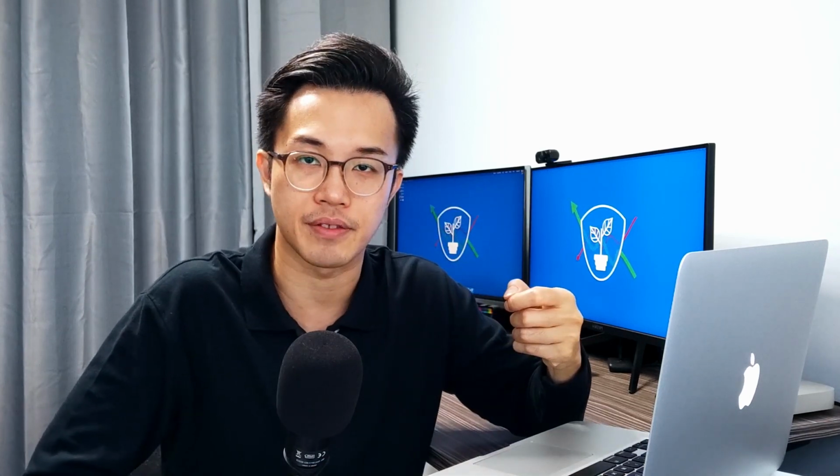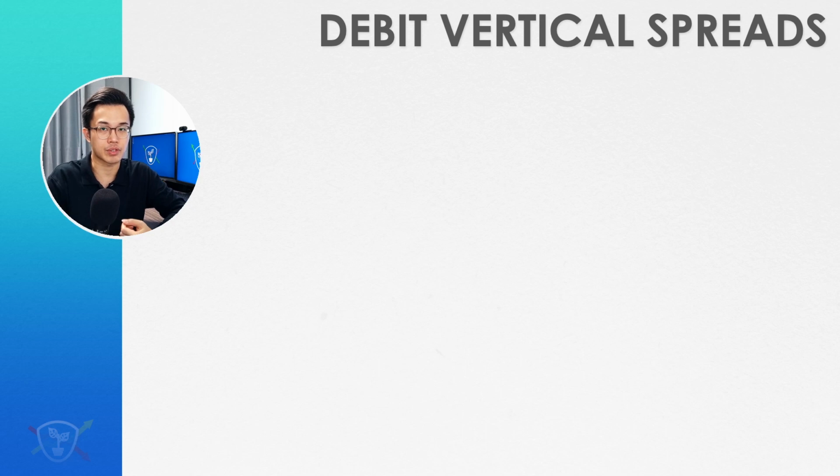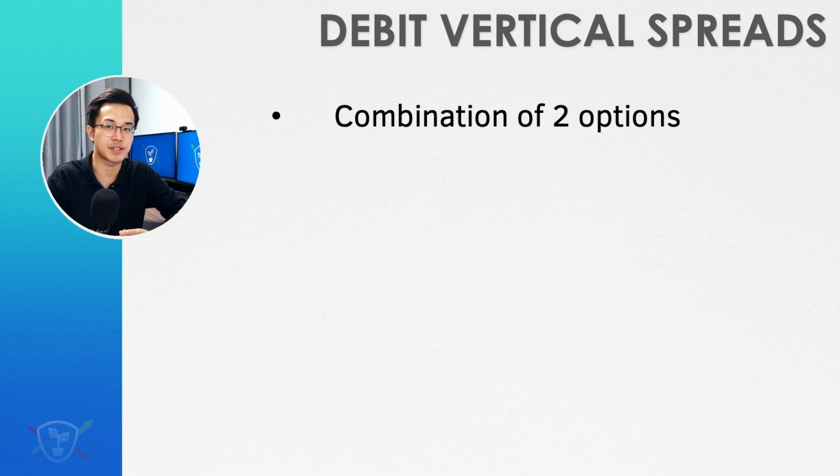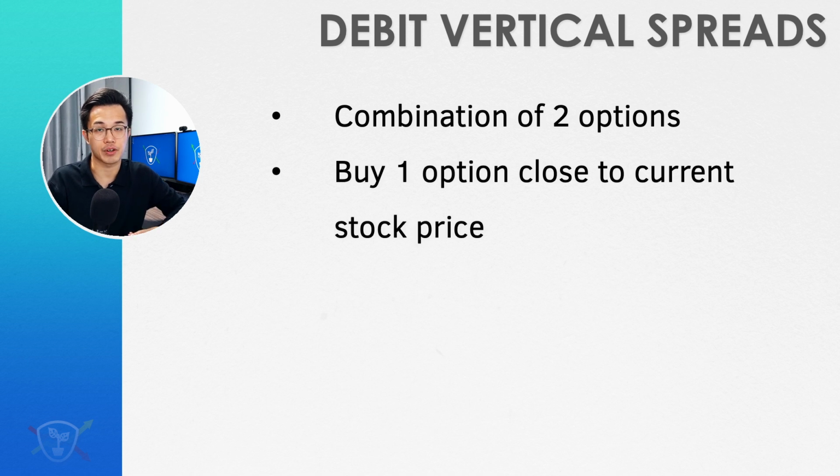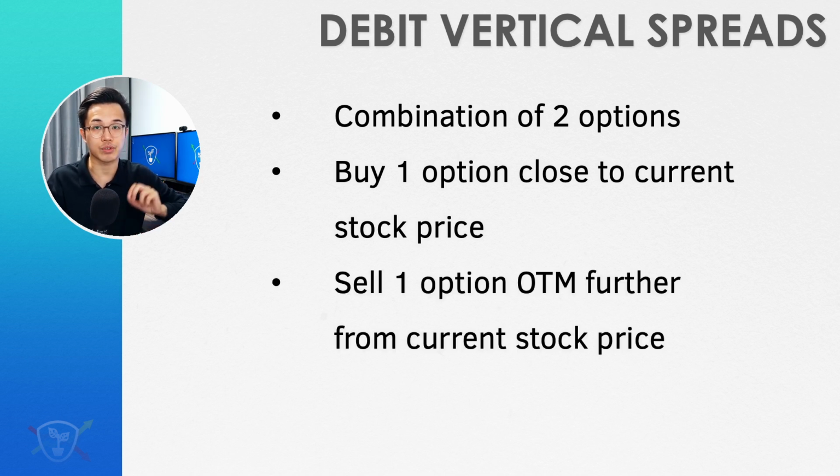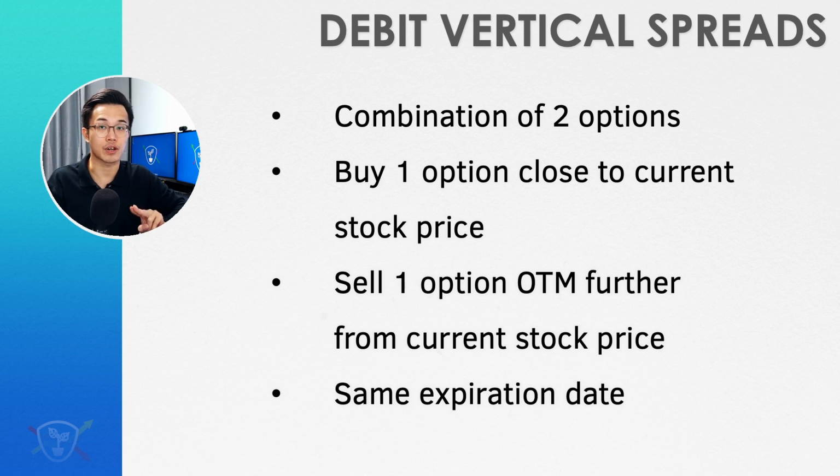So let's begin. A debit vertical spread is an option strategy that is made up of two option positions. We will buy an option contract with a strike price that is very, very close to the current market price. And at the same time, we will sell an out of the money option contract with a strike price that is further away from the current market price. Both of these option contracts will have the same expiration dates.